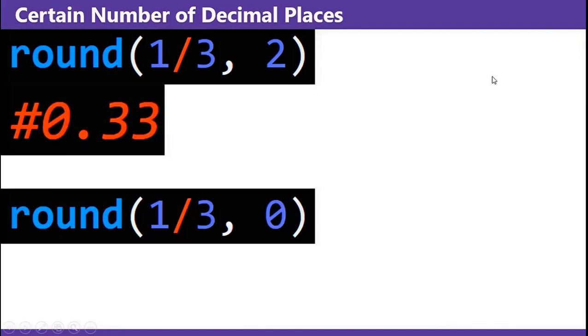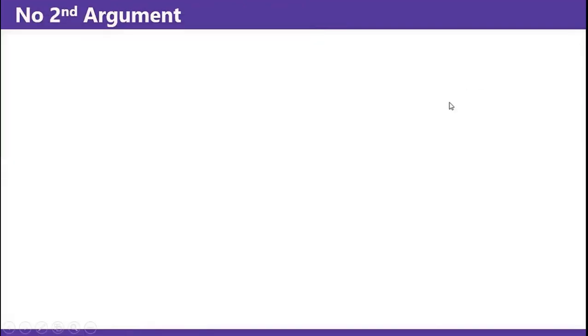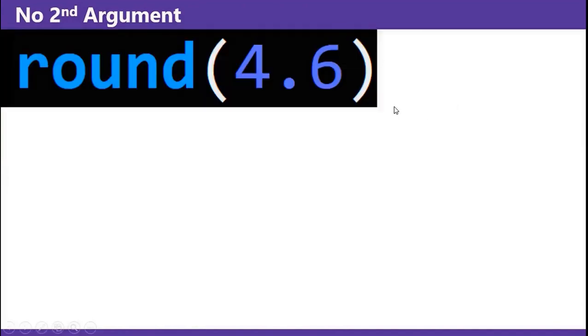From the second piece of code, if you specify a 0 for the number of decimal places, you round to the nearest integer, so 0.0. If you specify no second argument, the round function rounds to the nearest integer. This code will round 4.6 to 5.